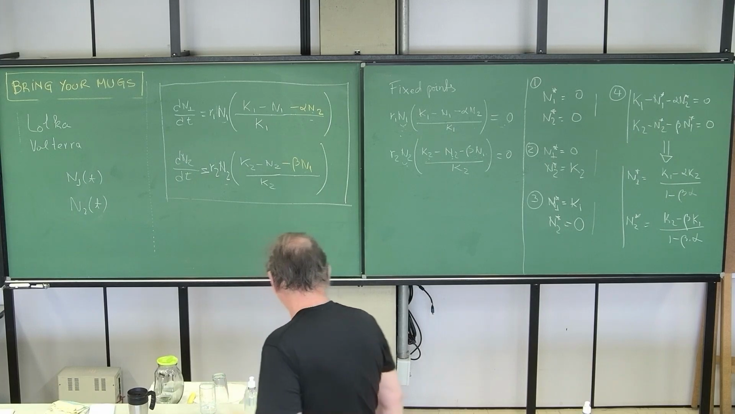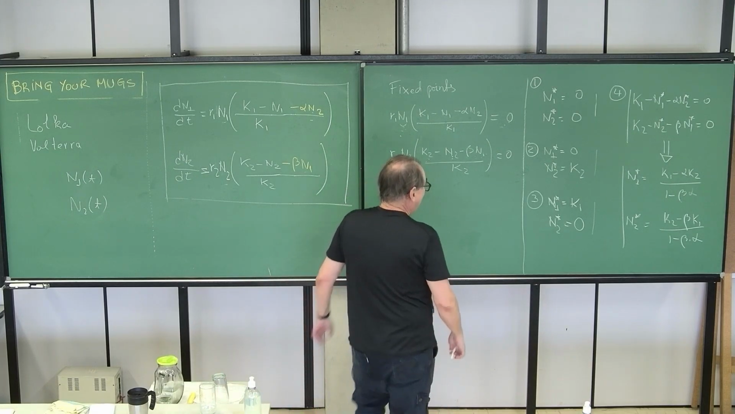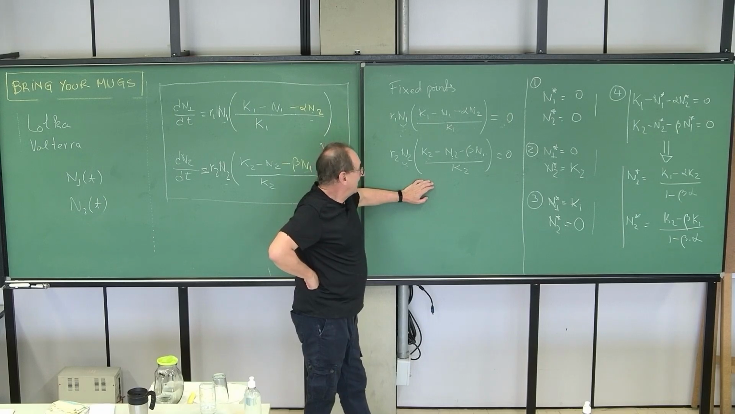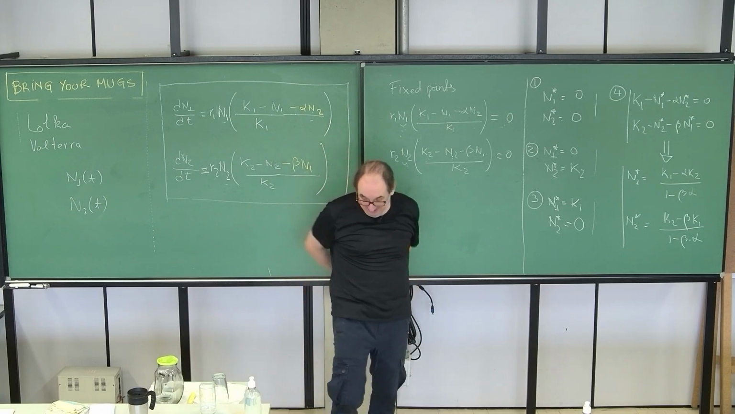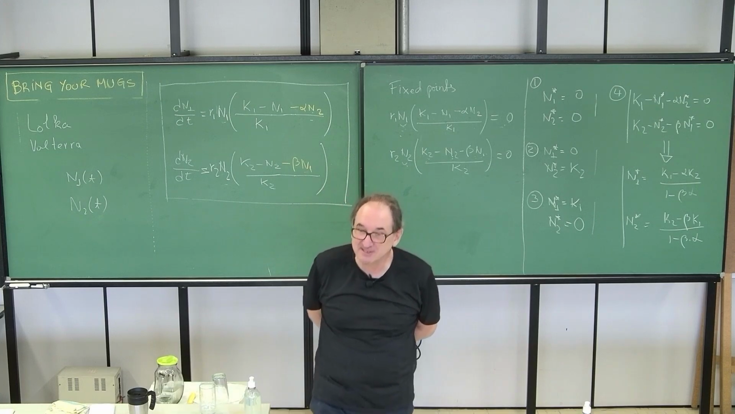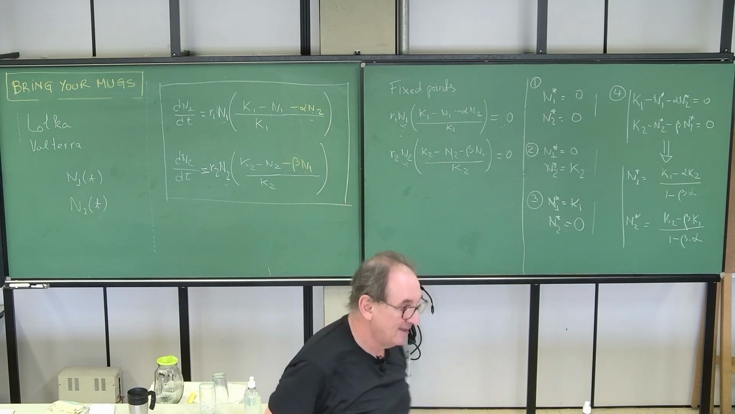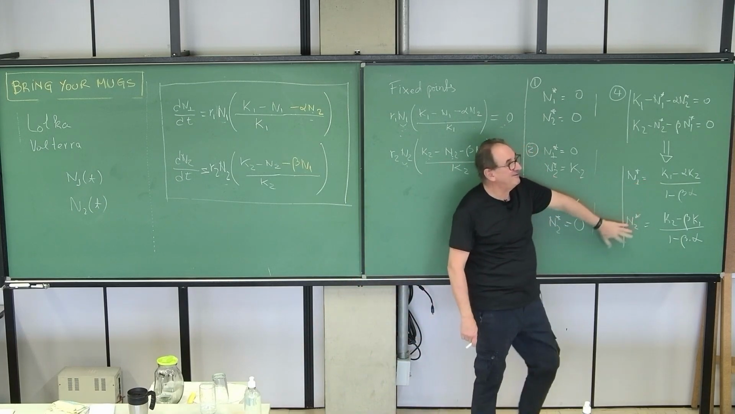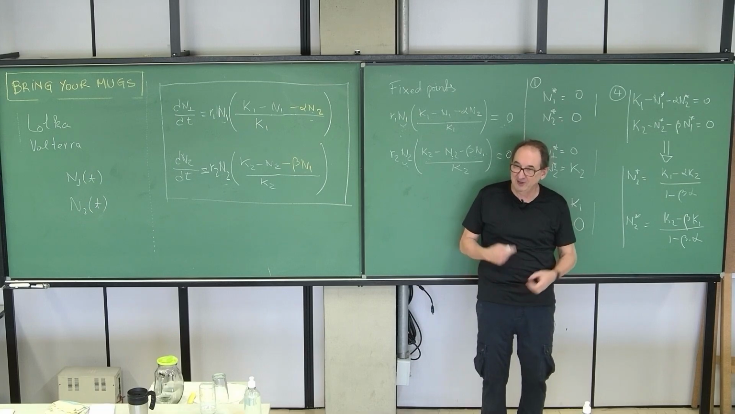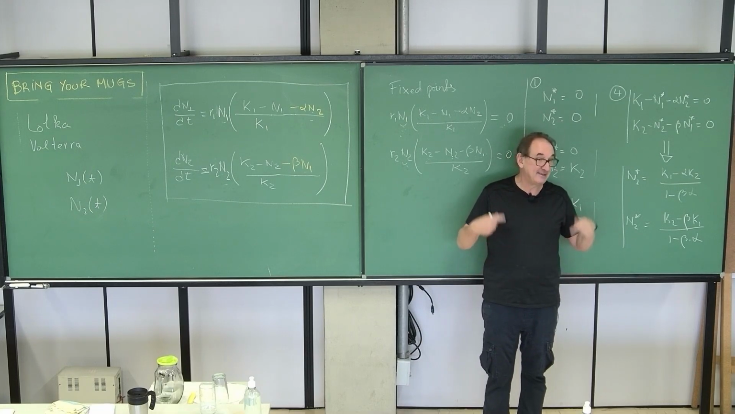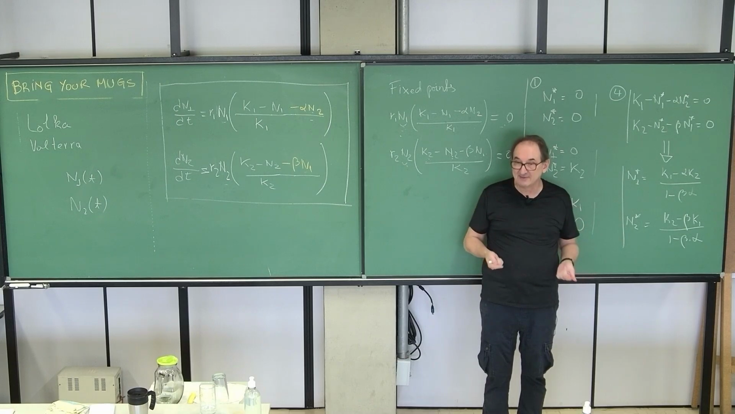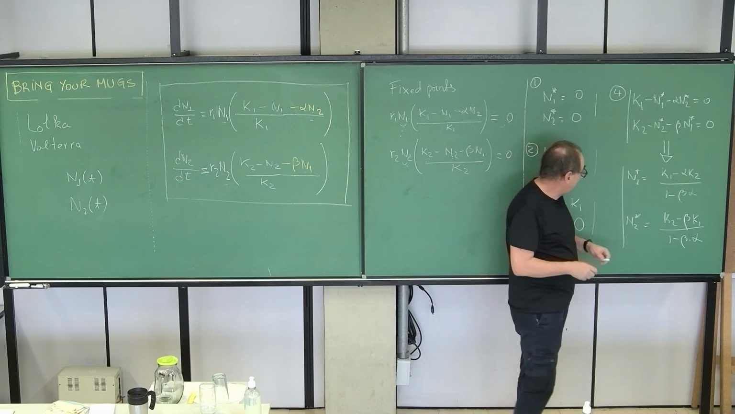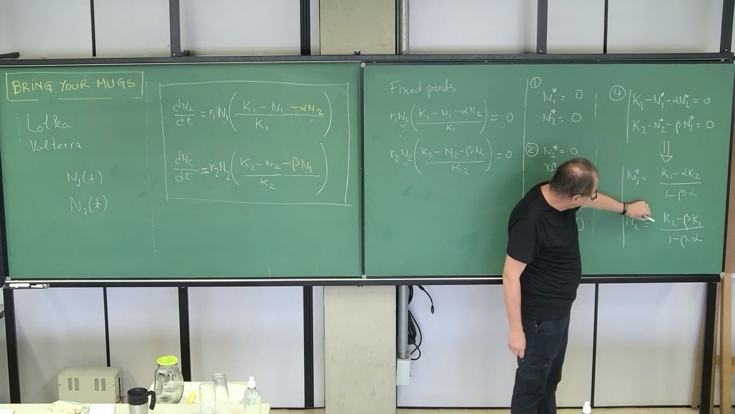Now, as is always the case, populations cannot be negative. So one thing is, these expressions, depending on the values, could be negative. And therefore, the fixed point does not exist for all values of K1, K2, alpha, beta. It only exists if this is positive. Okay? Say the numerator is positive.